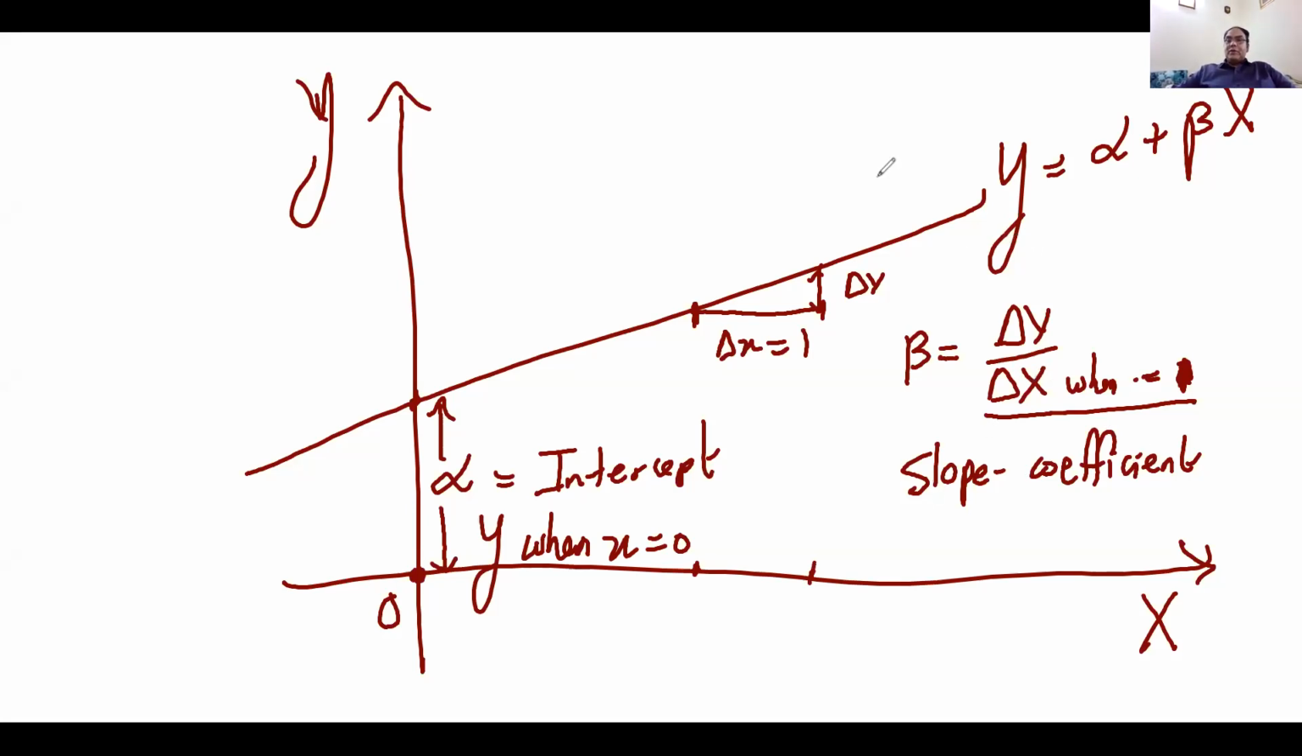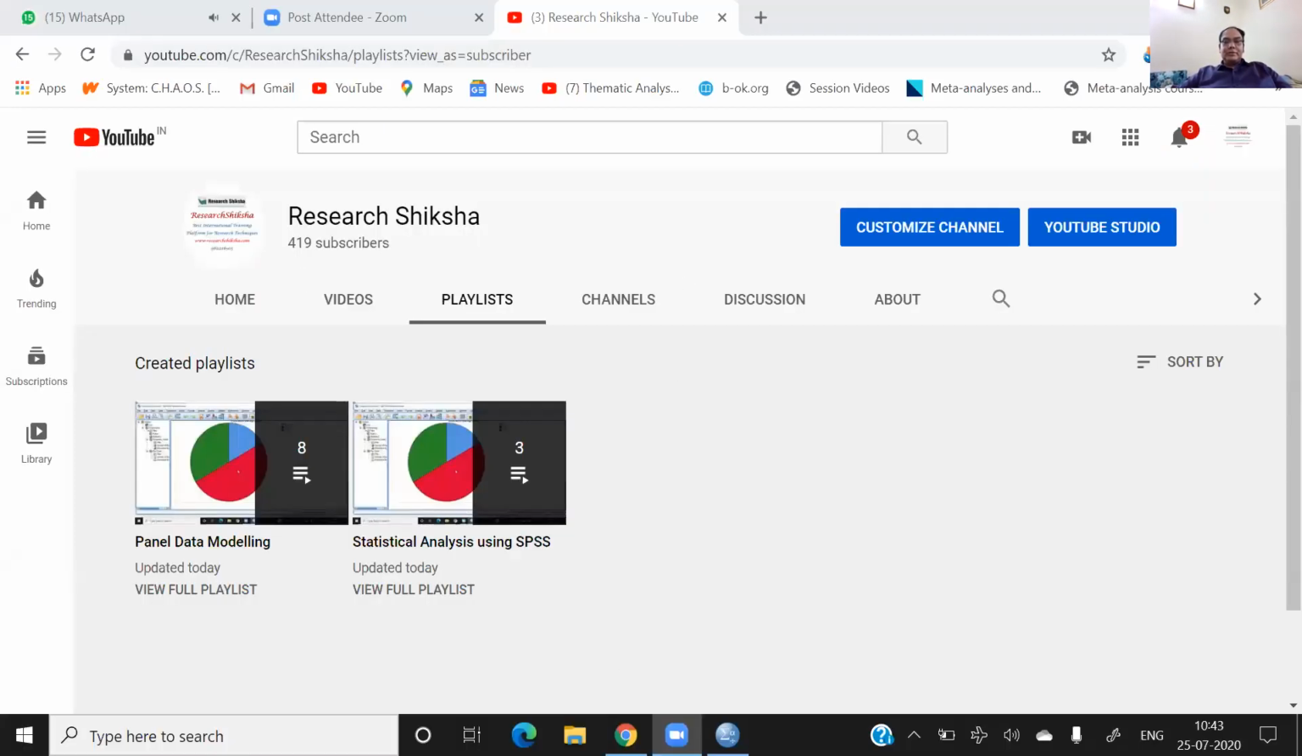Okay. Now I hope you understand the meaning of alpha and beta. Let me move to SPSS now, and there I will explain many different things. I am going to open the SPSS file and show you all the regression line results. Let me open this SPSS.